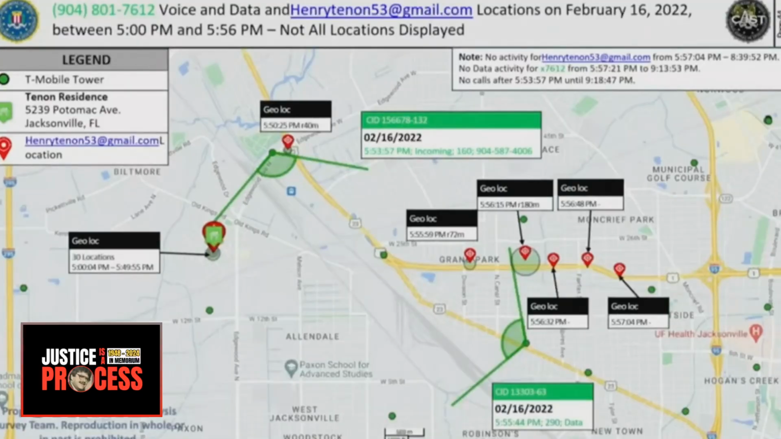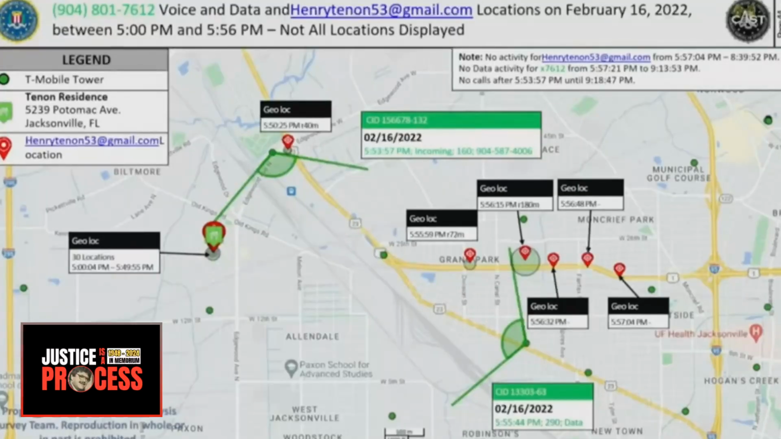All right, I'm going to turn your attention to the mapping you did that evening for the phone number and Gmail account for Henry Tenon. And we have locations between 5 p.m. and 5:56 for 7612 and Henry Tenon 53 at Gmail. And I think the jury's probably experts by now at reading these slides, so these ones we can go a little bit more quickly through. Can you please explain to me what the data indicates to you about these devices?